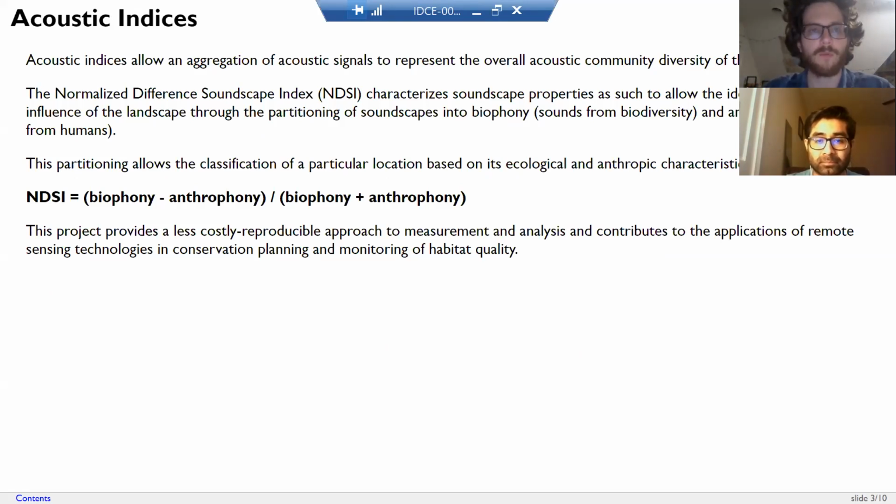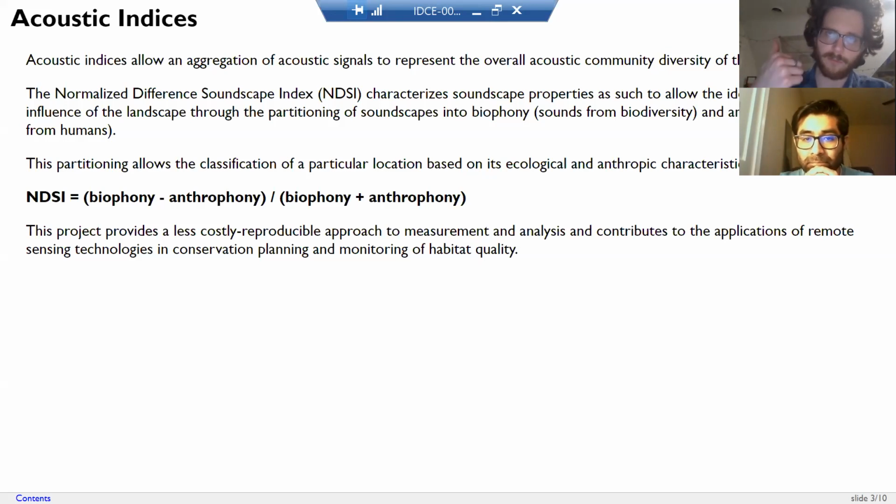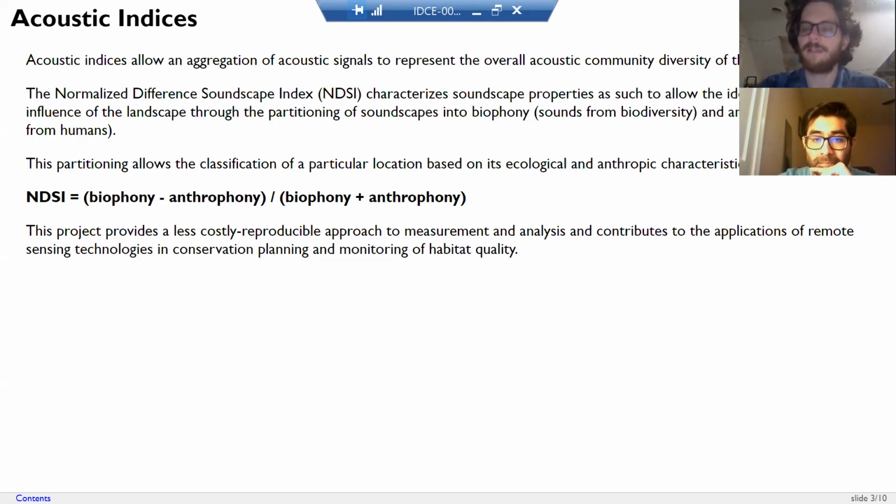Now, we're using primarily in this study the NDSI, Normalized Difference Soundscape Index, which allows us to characterize soundscape properties such as to allow the identification of human influence of the landscape through the partitioning of soundscapes into biophony, so that's sounds from biodiversity, sounds from animals, nature, and so forth, and anthrophony, sounds from humans. This allows us to classify a particular location based on its ecological and anthropic characteristics, and gives us an idea about the human influence in the area.